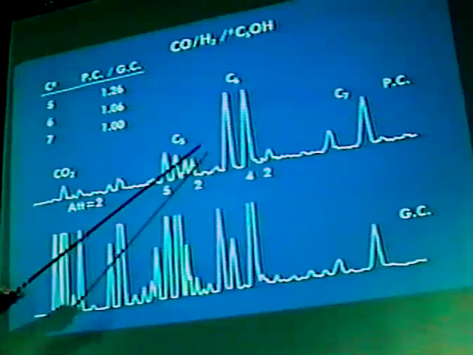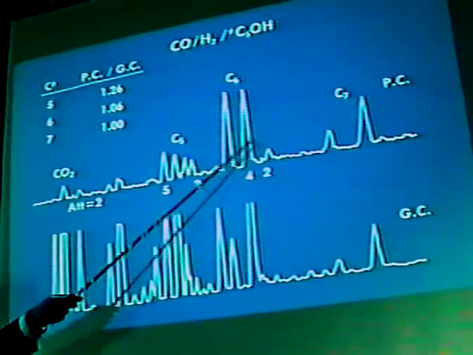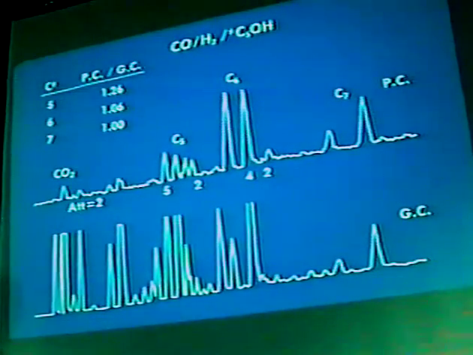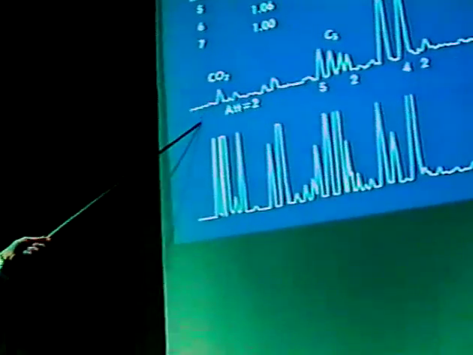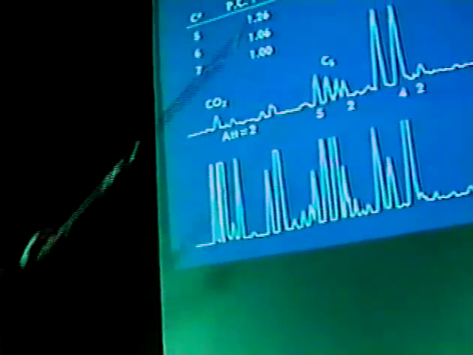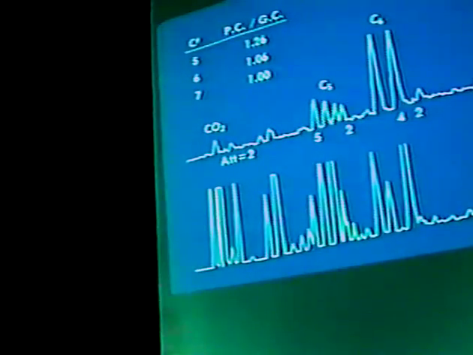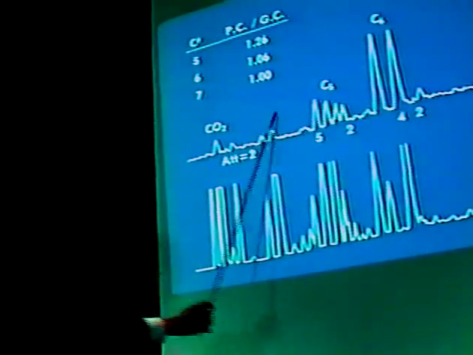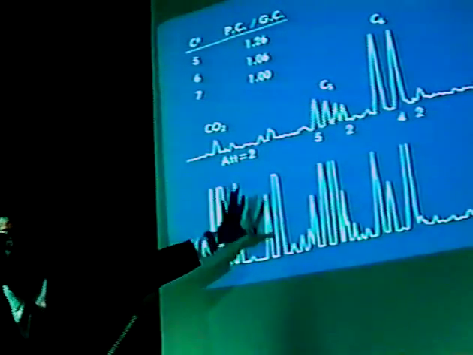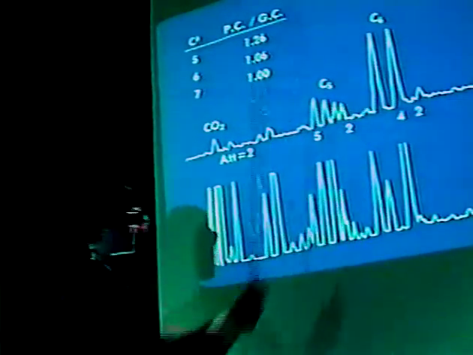The area under the proportional counter is proportional to the intensity of the carbon-14 you have in there. For example, this first peak is CO. When you put in C5 alcohol, you don't expect CO to have any radioactivity, and that's why it doesn't. If you are interested, I'm going to answer that question later on. Let's concentrate on C5 and C7.